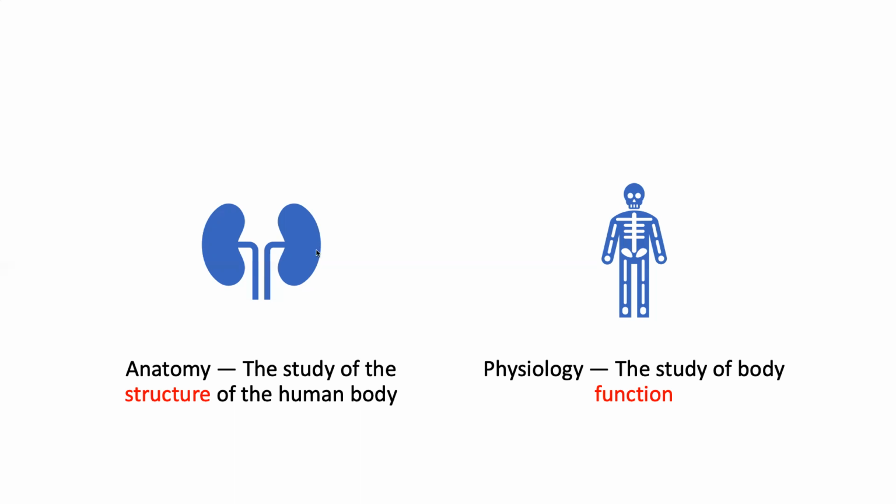But in your physiology lecture, you will be studying more about how the urine is made, and how fluids and electrolytes are reabsorbed from the urine. So that will be the difference. Anatomy is the study of the structure and physiology is the study of the function.